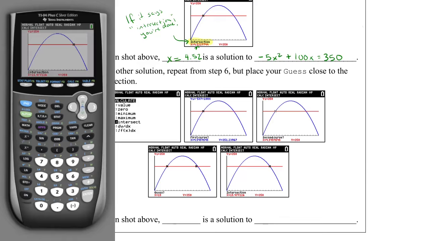So here, intersection is where X is 15.48 to 2 decimal places, and that's also a solution to negative 5x squared plus 100x equals 350. Why did I round those x values to 2 decimal places? Because x represents a price in dollars. And so whenever we're talking about money, we're going to round to 2 decimal places to get dollars and cents.